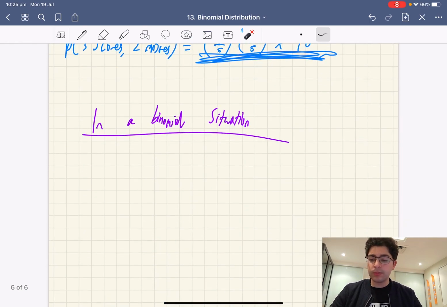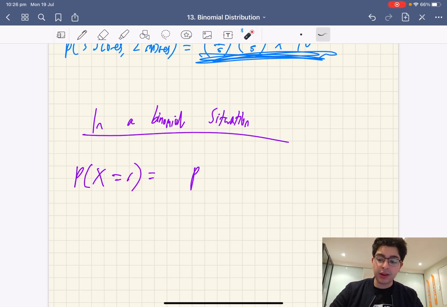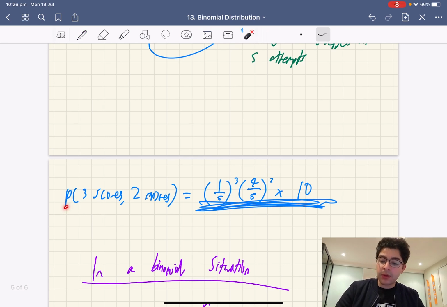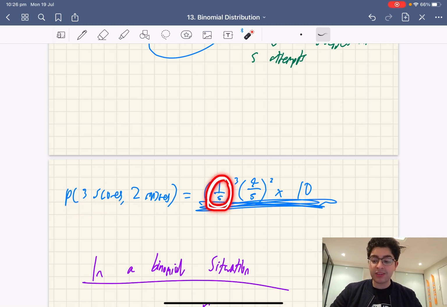In a binomial situation, the probability that x equals r, so this means we have r successes, is going to equal the probability of any single attempt. So let's say p is the probability of any single success happening. The probability that x equals r, the probability of r successes happening, is going to be the probability to the power of r. Similarly, this is saying we have 3 successes. This is the probability of any single success. So the probability of 3 successes is going to be the probability of 1 success to the power of the amount of actual successes we need overall.